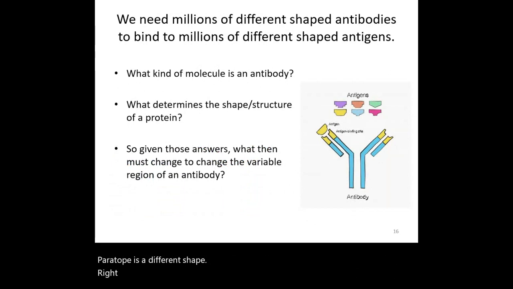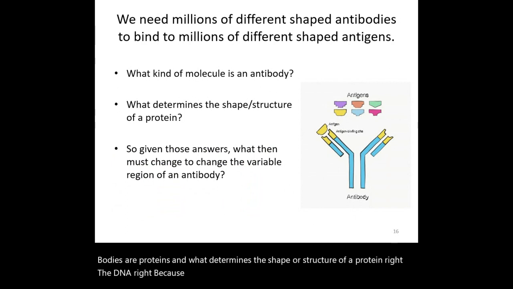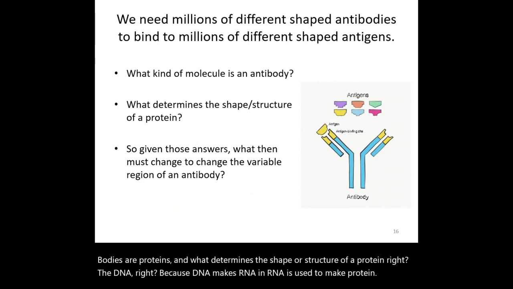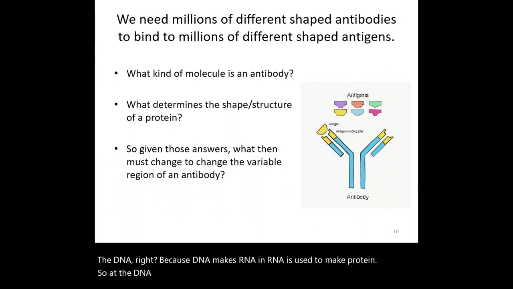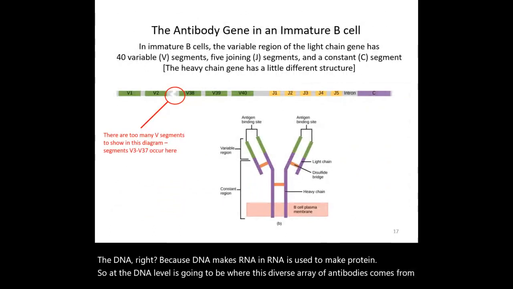So antibodies are proteins, and what determines the shape or structure of a protein, right? The DNA, right? Because DNA makes RNA, and RNA is used to make protein. So at the DNA level is going to be where this diverse array of antibodies comes from, okay?